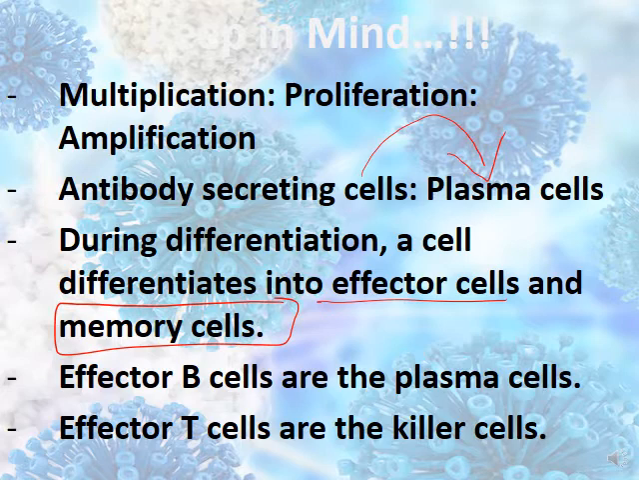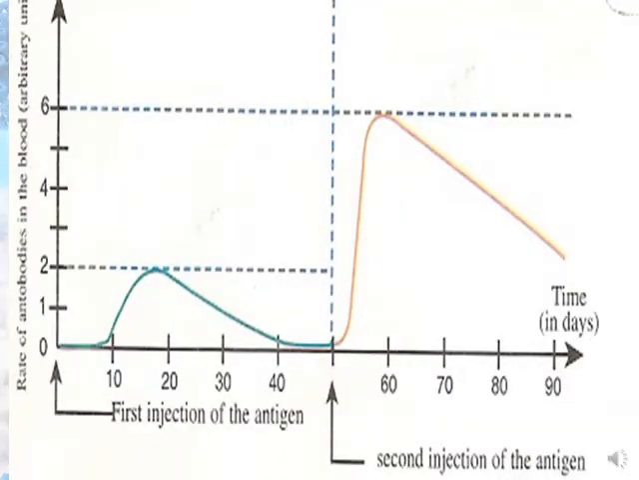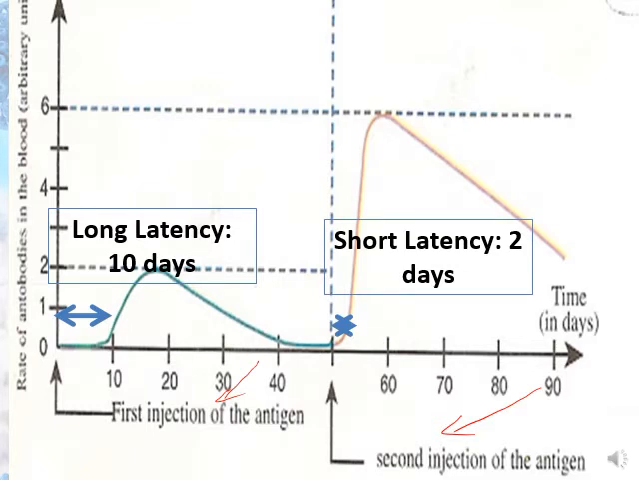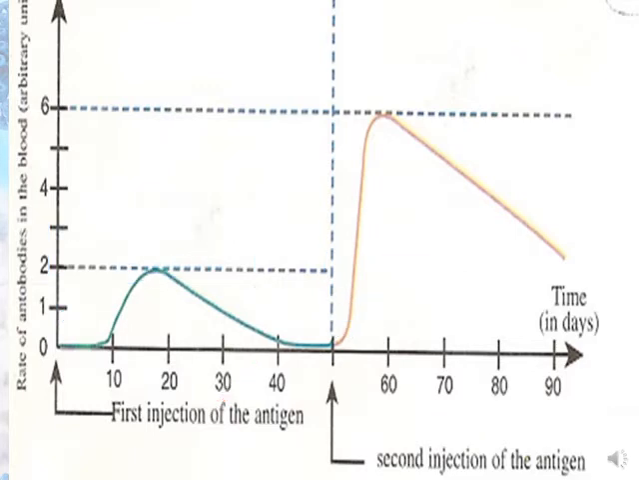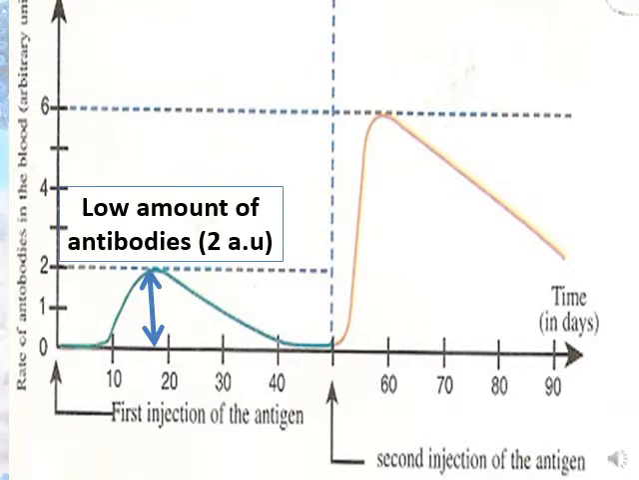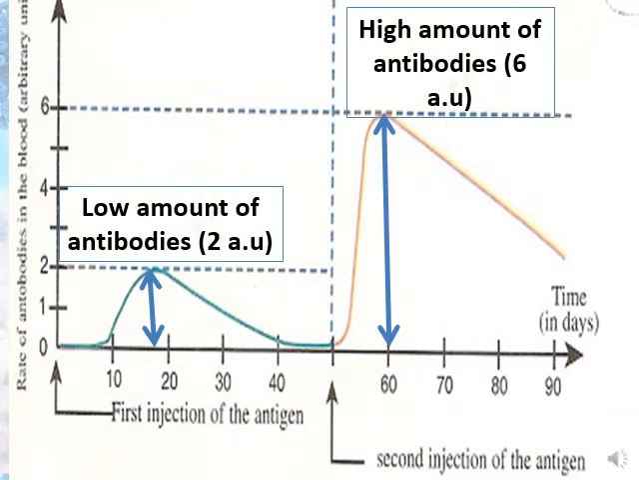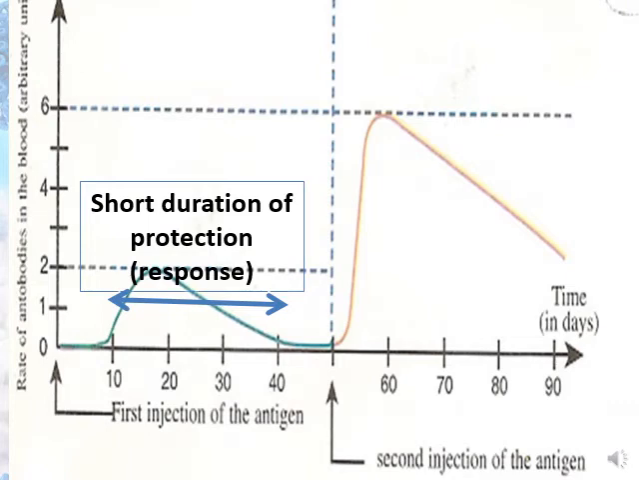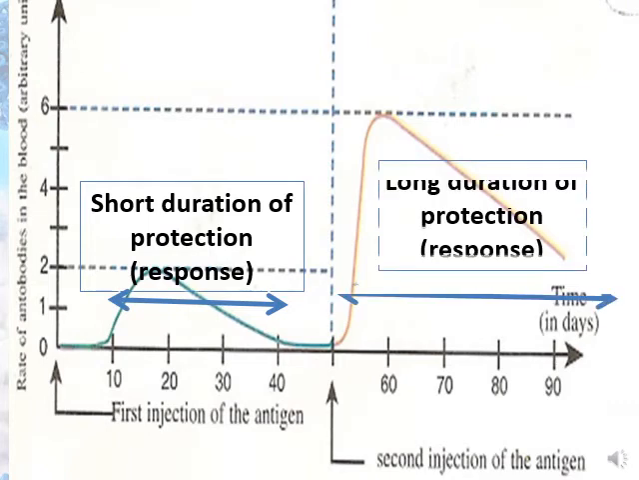Effector B cells are called plasma cells, whereas effector T cells are called killer cells. So this is the primary immune response upon the first injection of the antigen, and this is the secondary immune response upon the second injection of the same antigen. Long latency in the primary, about 10 days, while short latency in the secondary immune response, about 2 days. Low amount of antibodies in the primary and high amount of antibodies in the secondary immune response. Short duration of protection during the primary immune response, while long duration of protection during the secondary immune response.